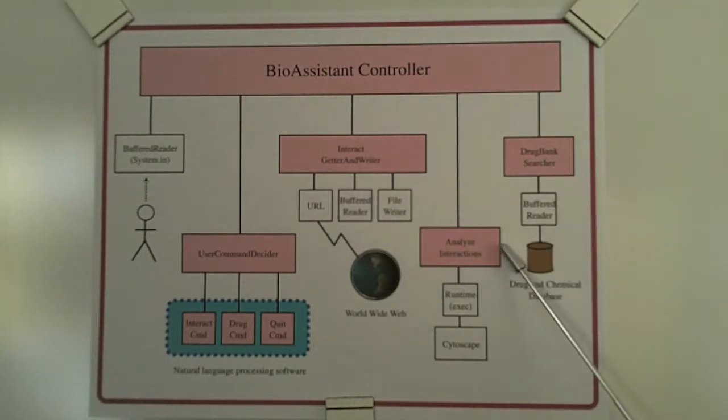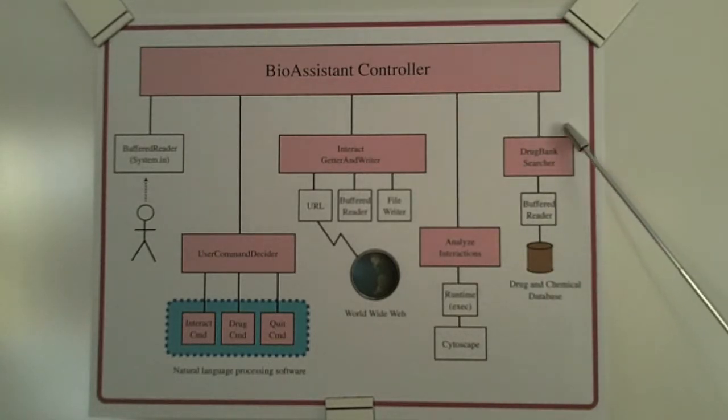This component is called Analyze Interactions. Its responsibility is to help the user perform network analysis on the protein-to-protein interaction data obtained earlier. In order to do this, it creates a PPI map and aids in network analysis techniques by making use of an open source software called Cytoscape. This component is called the Drug Bank Searcher. Its responsibility is to search a drug and chemical database for candidate chemical compounds for pharmacological research that affect a given protein. Let's take a step back.